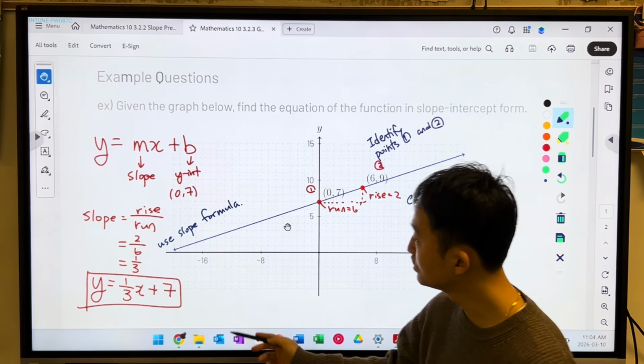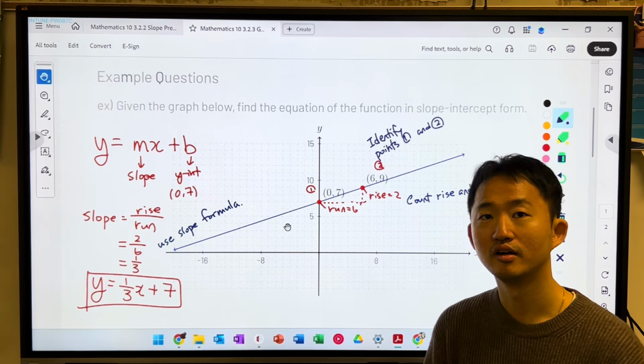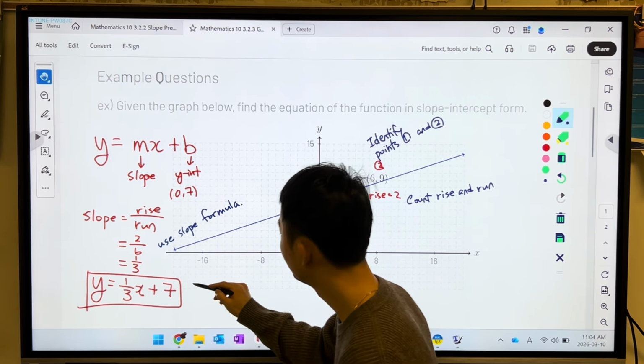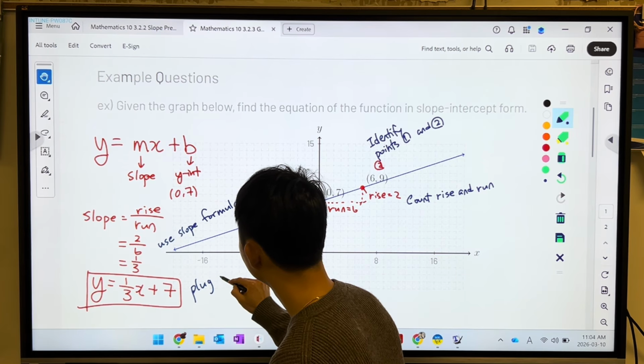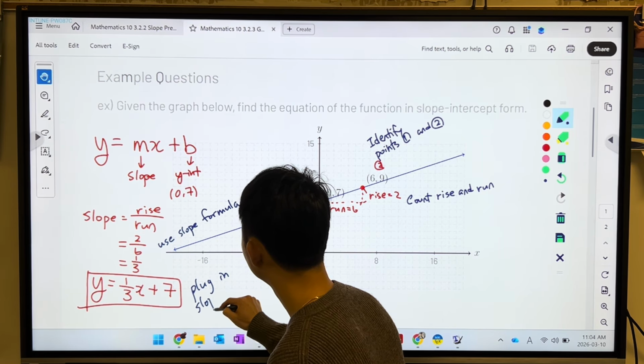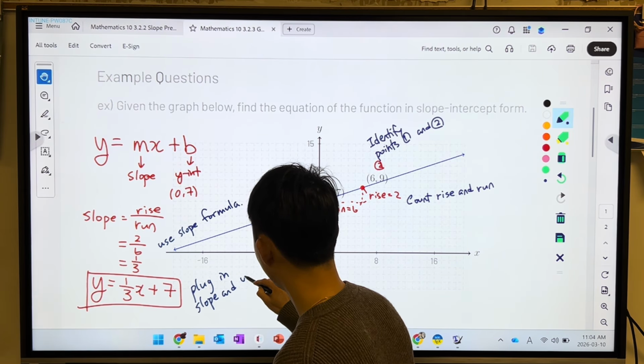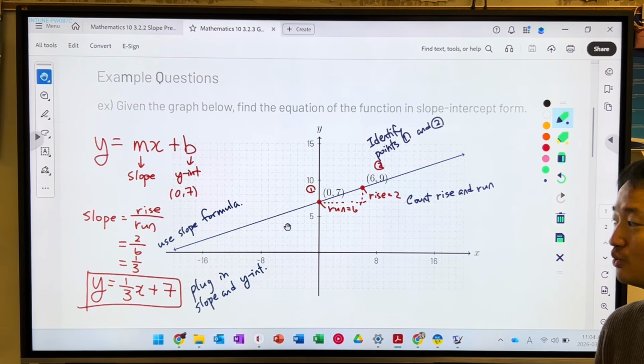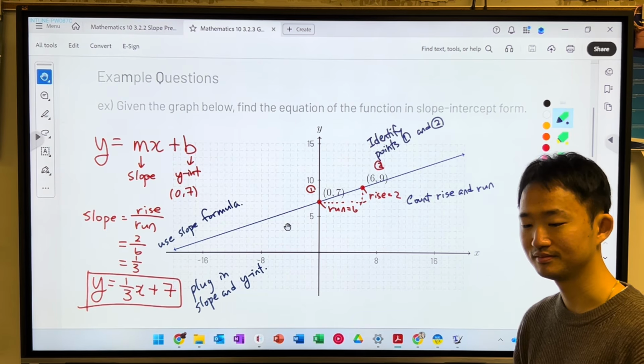Afterwards, I'm going to write down the equation in the format of y equals mx plus b. Plug in the slope and the y-intercept. And that's it. The equation is y equals 1 over 3 x plus 7.